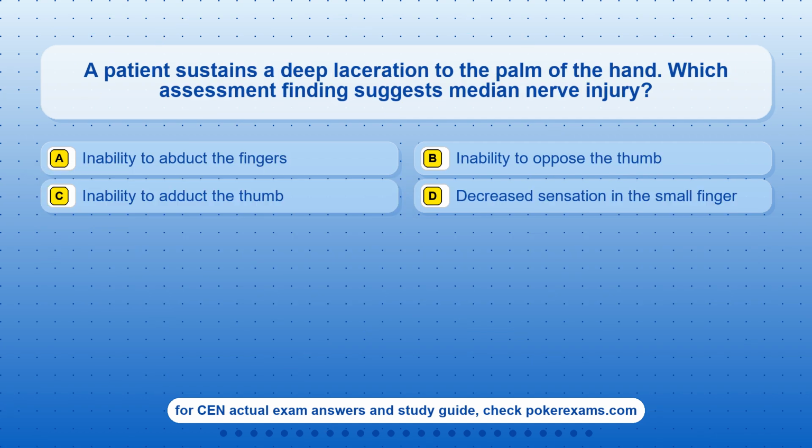Question 5. A patient sustains a deep laceration to the palm of the hand. Which assessment finding suggests median nerve injury? Option A. Inability to abduct the fingers. Option B. Inability to oppose the thumb. Option C. Inability to adduct the thumb. Option D. Decreased sensation in the small finger.